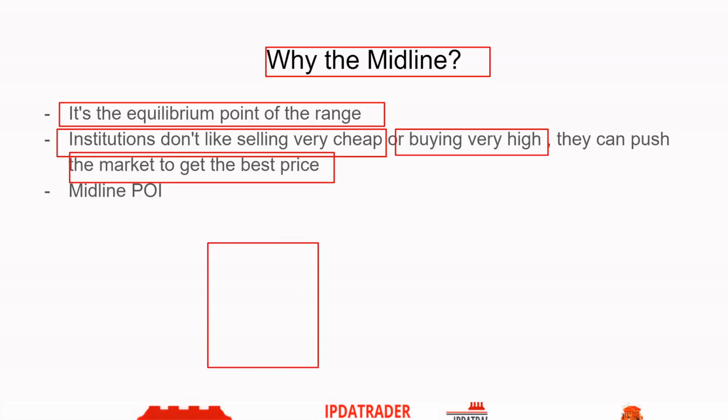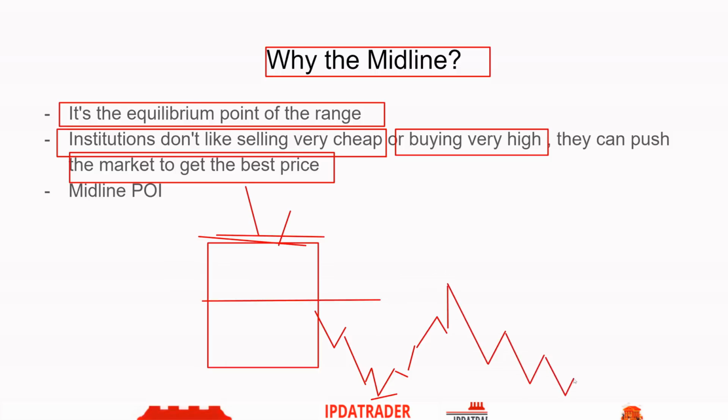So if institutions, once again, this is your Asian box, institutions want to be selling in that day and are not interested in clearing this liquidity high, which is Asian high, then they're not going to be selling over here, right? Very cheap. They want to push the market up into most likely the midline, where it's going to be a better sell price for them to continue selling, right? And you want to be looking for a midline POI, which means you're not selling at the midline, right? Over here, you're selling at a midline POI, which is something that you have to frame, right?